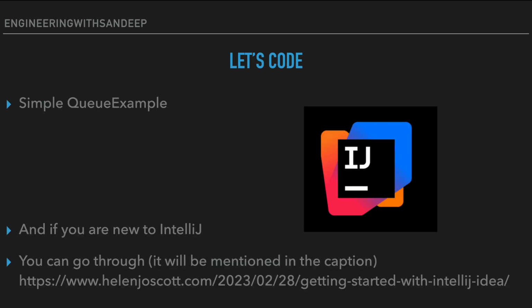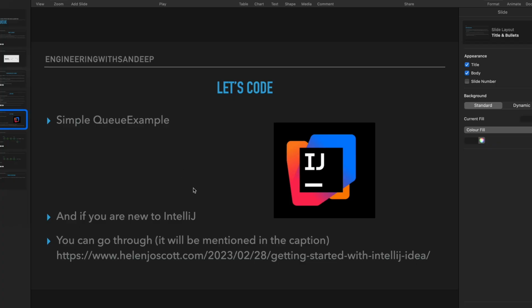Here we will code a simple queue example by utilizing the existing queue data structure provided by java.util package, and we'll move to the IntelliJ. And if you are new to IntelliJ, I would suggest you to go through the URL given below. Here it describes getting started with the IntelliJ IDEA development environment. So let me exit from this and we'll move to the IntelliJ screen.